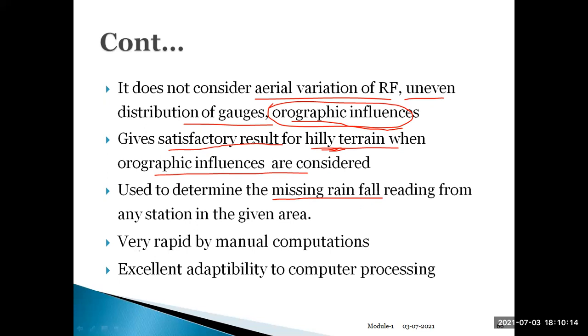Also, this is a very fast method, you can do it by manual computation, a very rapid method with excellent adaptability in computer processing. So you can easily do this method using a computer.